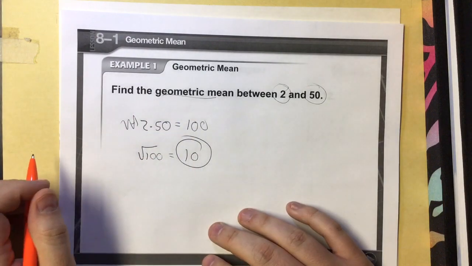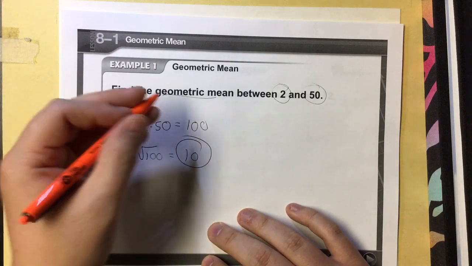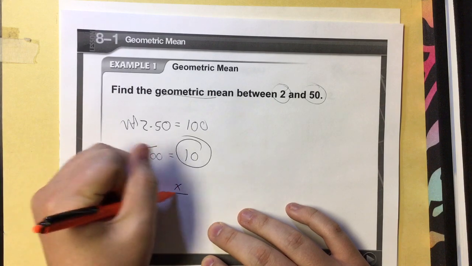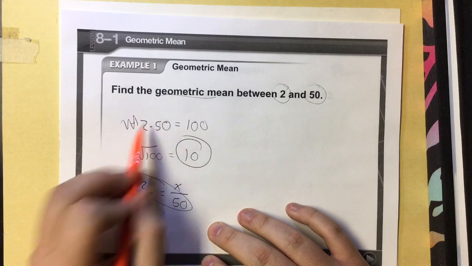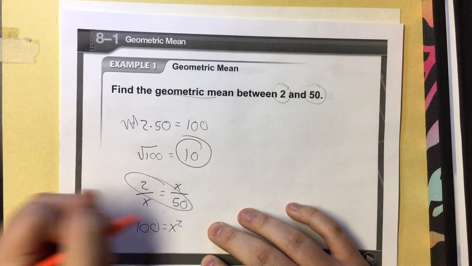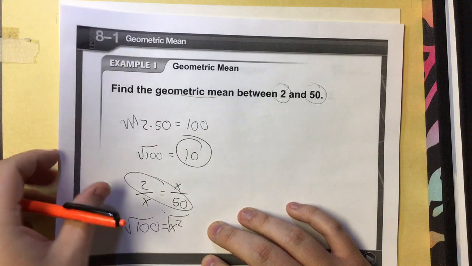So that's our answer. To set that up as a proportion, we have the geometric mean between 2 and 50. When we cross multiply, 2 times 50, and then x squared. So we have 100 equals x squared, square root both sides, square root of 100 is 10.